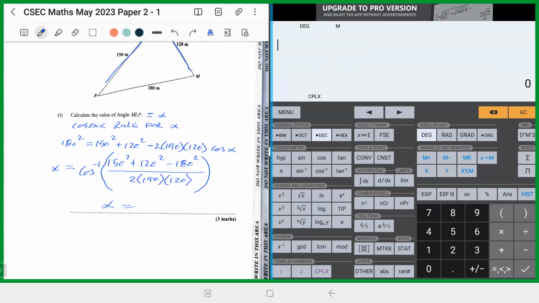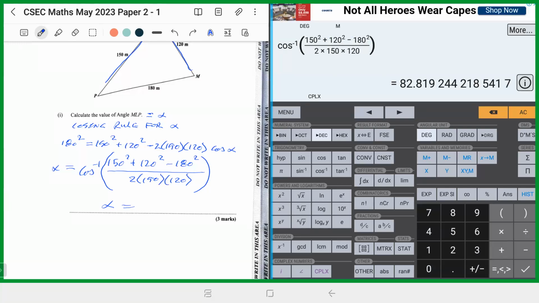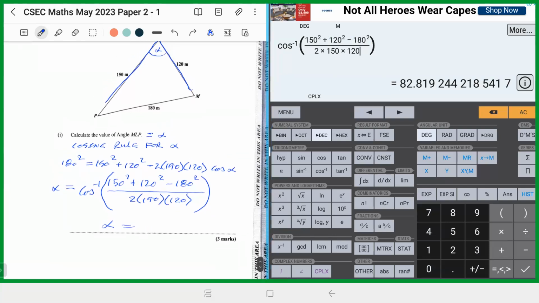So let's set it up. It becomes cos to the minus one. I type in back the exact same thing: a fraction, 150 squared plus 120 squared, and then you're subtracting 180 squared, and putting that over 2 times 150 times 120. And it gives us 82.8 degrees. Let's check the values just to make sure. 150, 120, 180, 150, 120. All right, so that is it.